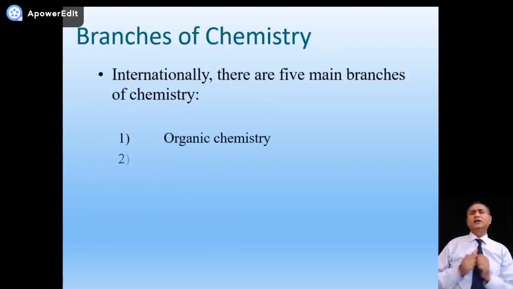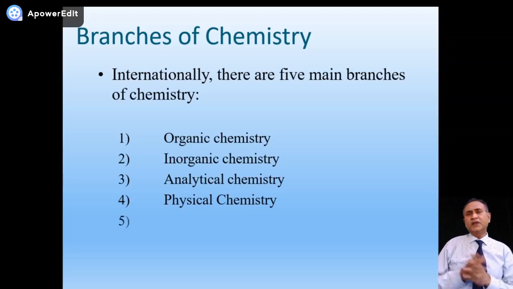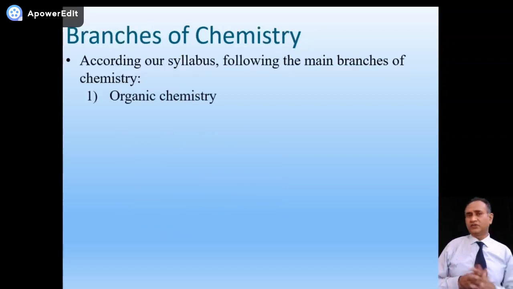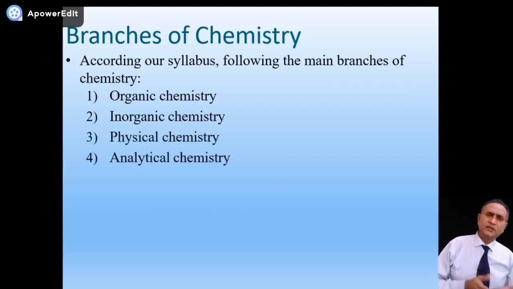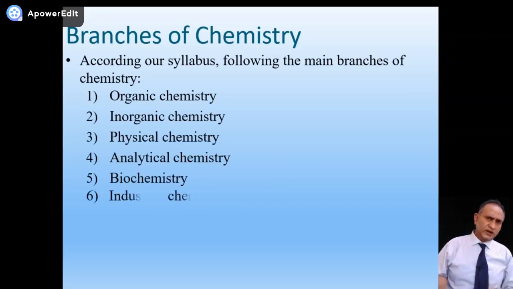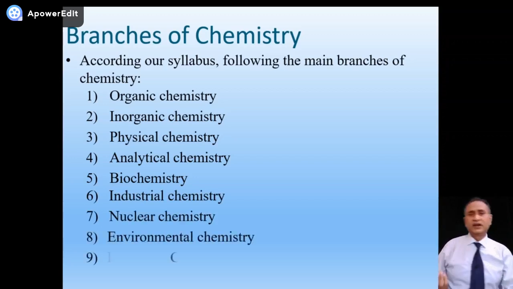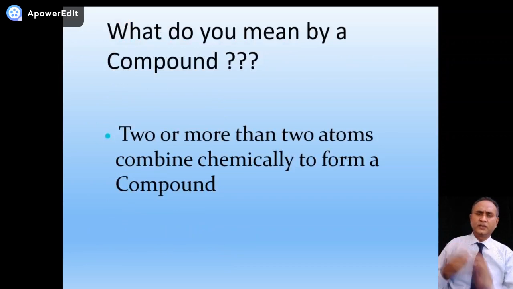Now what is the main topic today? Branches of chemistry. Internationally, there are 5 major branches of chemistry: organic, inorganic, physical, analytical, and biochemistry. But in our book, they have discussed 9 different branches: organic chemistry, inorganic chemistry, physical chemistry, analytical chemistry, biochemistry, then industrial chemistry, polymeric chemistry, environmental chemistry, and nuclear chemistry. So we'll define and see these branches one after the other. Let's start with the first one.